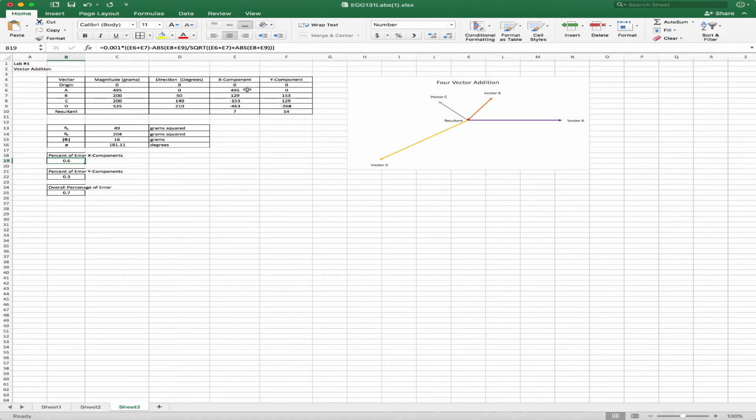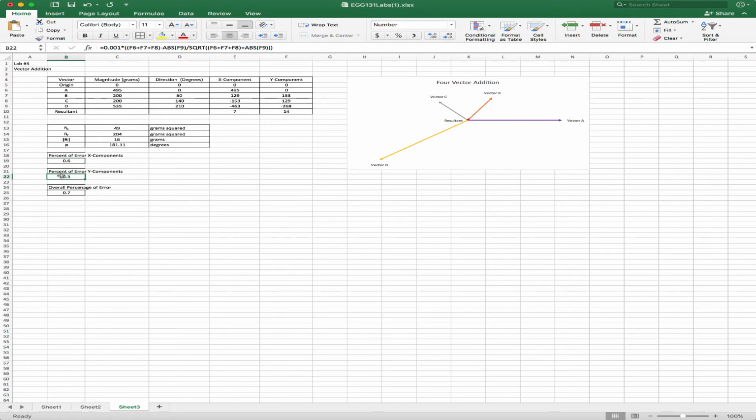Okay, so we're going to take all of these terms, we add them, we square them, and we divide it into the difference in the sum of these two. And that ends up giving us our percent error in the x direction.